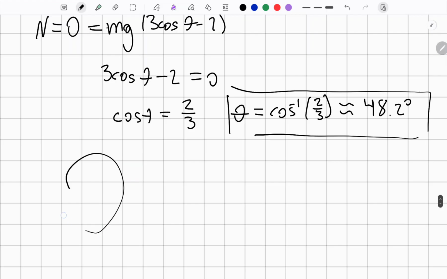So the puck will start at the top of the sphere. We're going to give it a slight nudge that direction. It's going to move down here. And somewhere around 48.2 degrees, so that's going to look something like this. At this point on the sphere, the puck will leave the sphere and just begin falling on its own to the ground.